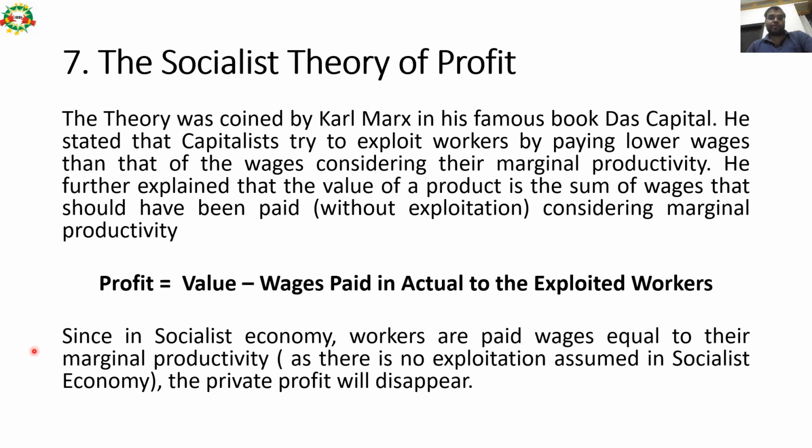So this theory assumes that the entrepreneurs earn profit only by exploiting or paying lower wages to the workers, otherwise they will not be able to make any profit.